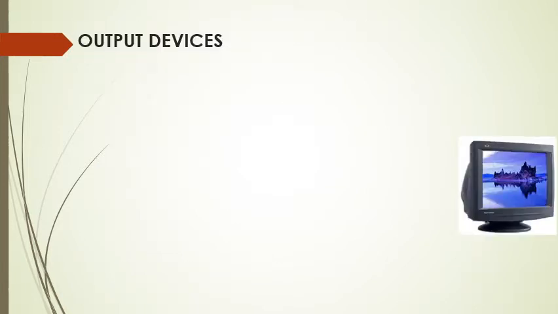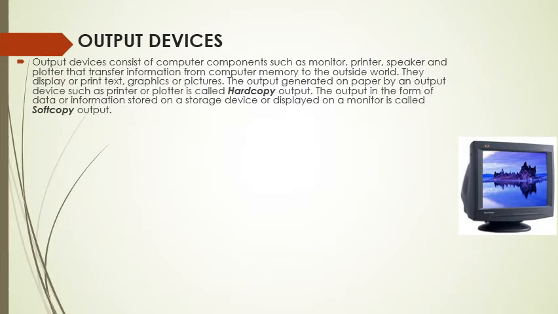Output devices. So let's start with the output devices. As most of you know, the devices which are used to display something from your memory to the outside world are known as the output devices. The output can be in two forms: a hard copy or a soft copy, or soft output or hard output.